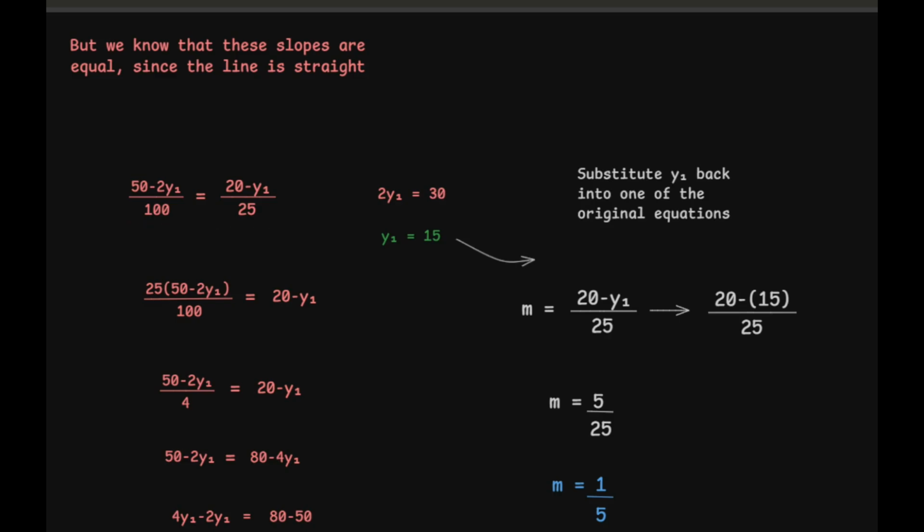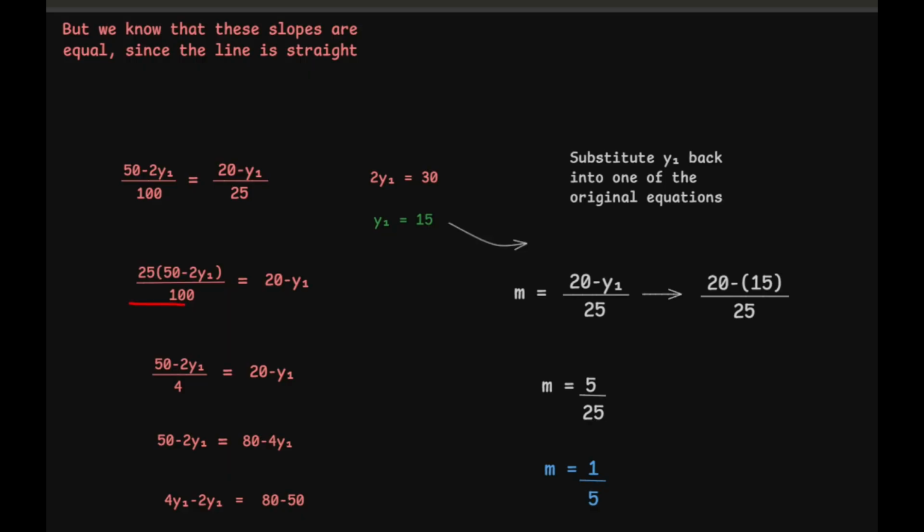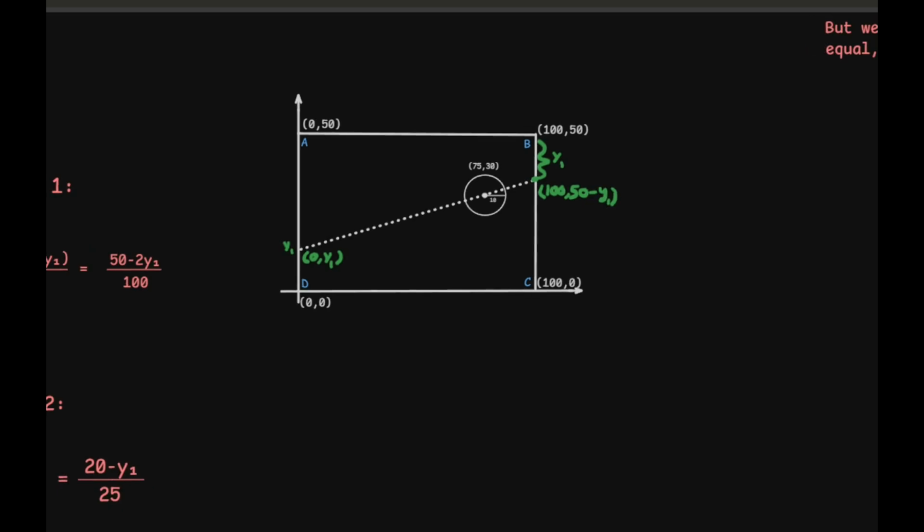So that would make (50 minus 2y1) over 100 equal to (20 minus y1) over 25. So this simplifies down here. I cross multiplied, and given all the way down here, we get 4y1 minus 2y1 is equal to 80 minus 50. And that will give us 2y1 is equal to 30, or y1 is equal to 15. So all this means is that this length here is equal to 15. So this dot right here would be 15.